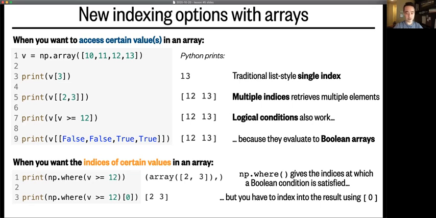Now just be aware that this function gives you this result in this weird tuple format, and you have to unpack it by indexing into that result using bracket 0. And that will give you just those indices that you were looking for.